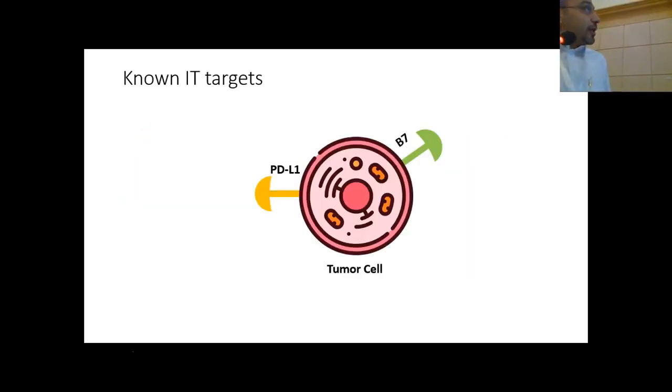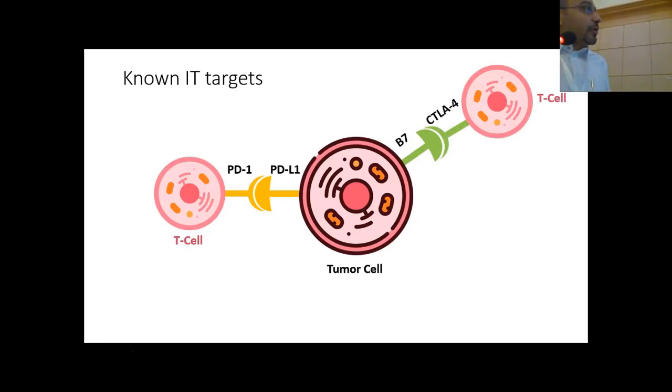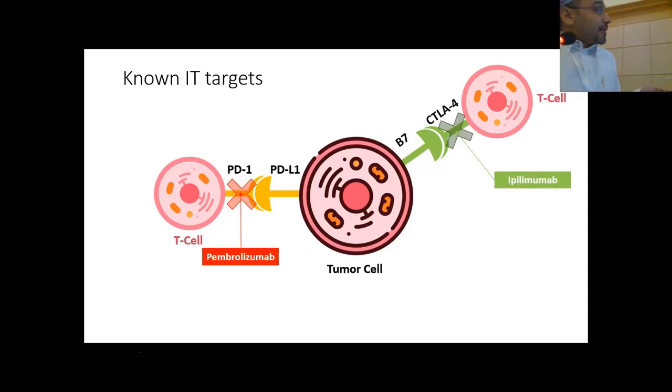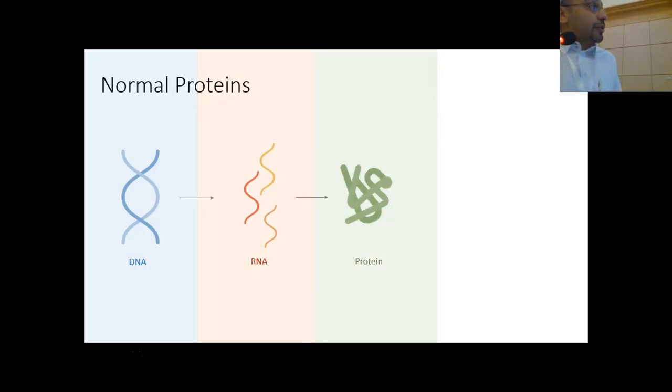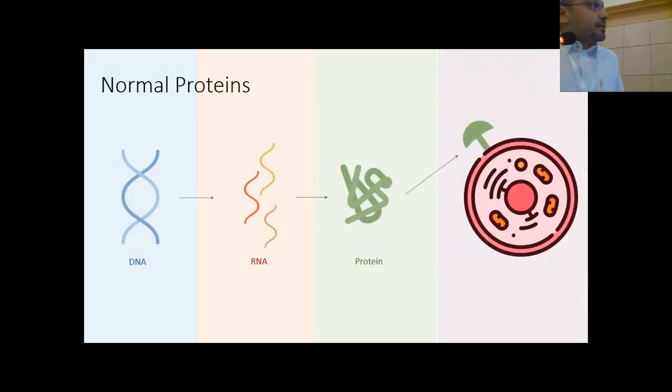There are known immunotherapy targets, PD-L1, B7, and I'm not going to talk about these, but the point here is that these are known proteins. They are expressed normally and targeted by different therapies. This is a quick review of molecular biology. Proteins are encoded in genes at the DNA level. They express RNA, then the proteins, and they are expressed on the tumor cell.